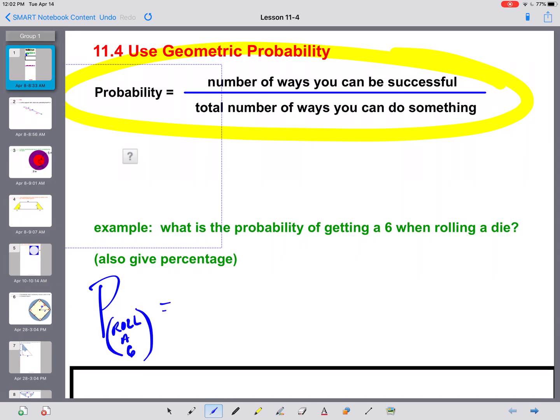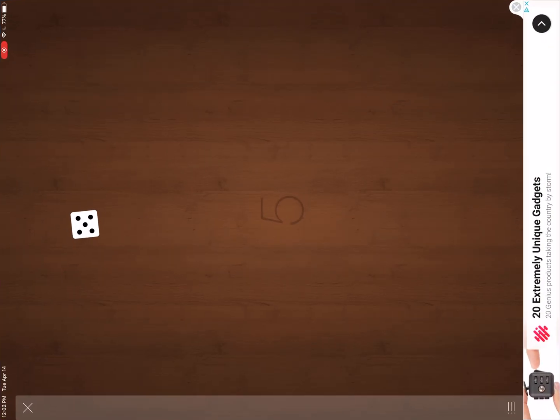It's the number of ways I could be successful over the total number of ways. Let's go look at this. I'm rolling one die, and I want to roll a 6. There we go. Boom. I got a 6.